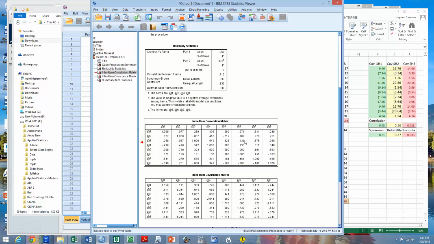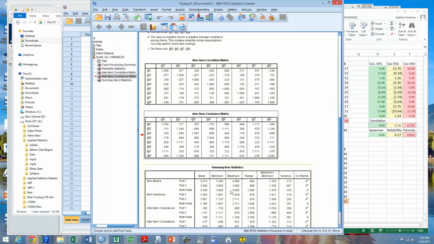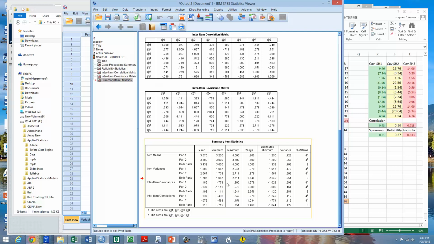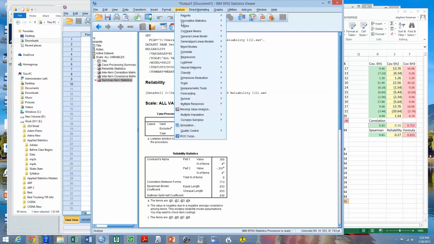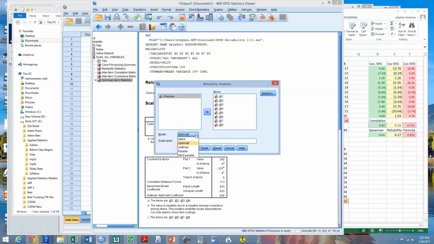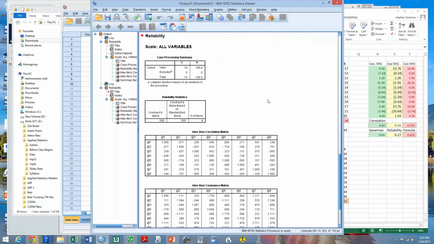Here's our item correlation matrix, inter-item correlation, and here's our summary statistics. And you could compare those to the spreadsheet if you like. So here's correlation, covariance. How about if we wanted to do a Cronbach's alpha? So again, we're going to do analyze. Did you see how fast and easy this was? Scale, reliability analysis, except this time we're going to do alpha.